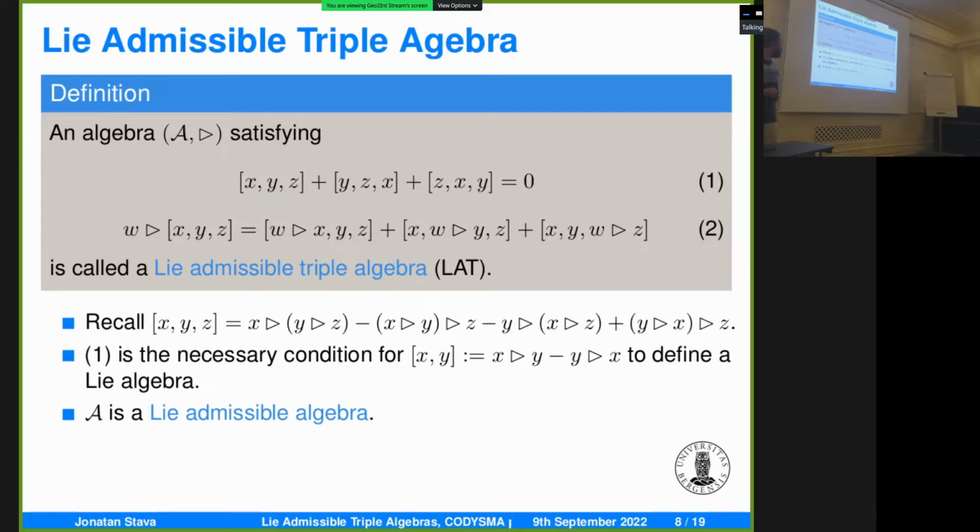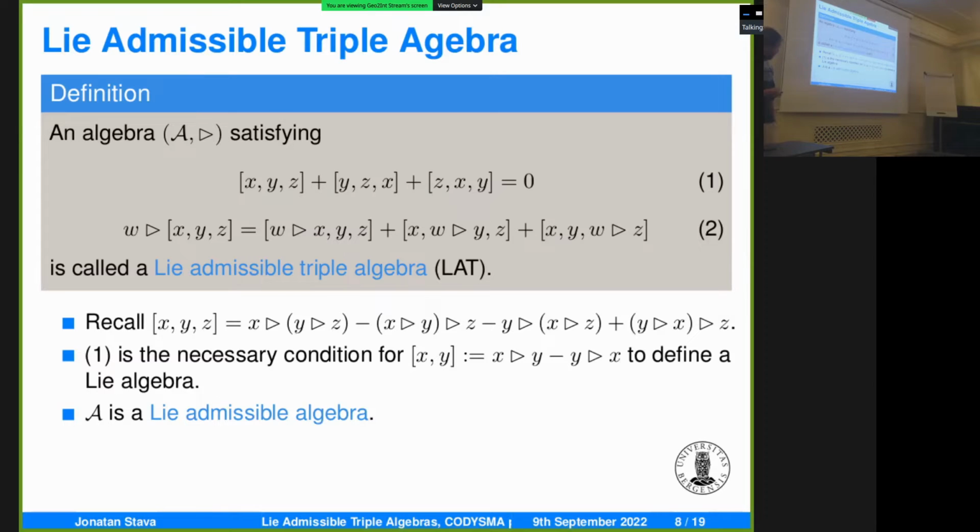Just a reminder, this triple bracket is not a unique operator by itself. You can always factor it out and write it like this. The name comes from the fact that the first equation here is exactly the necessary condition for the commutator of the triangle product to define a Lie algebra. That's why this is also called a Lie admissible algebra.